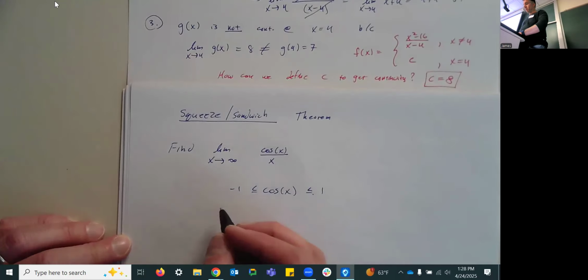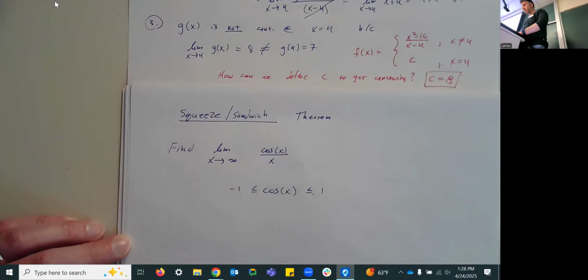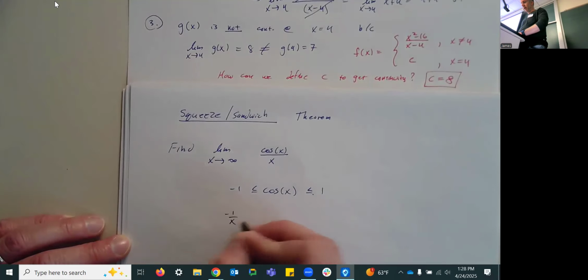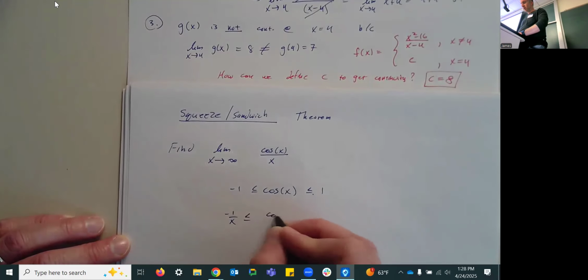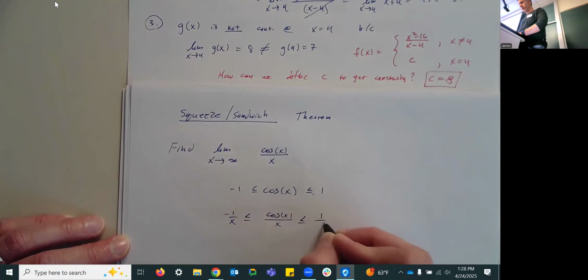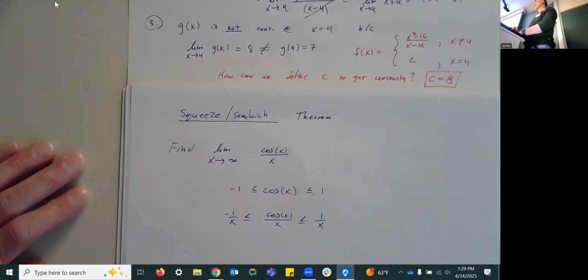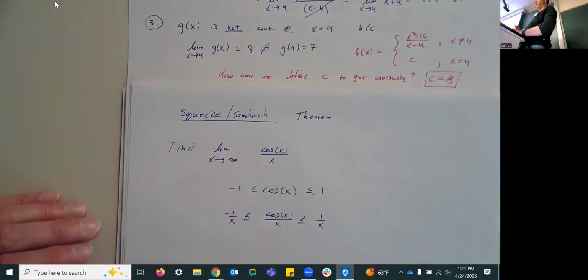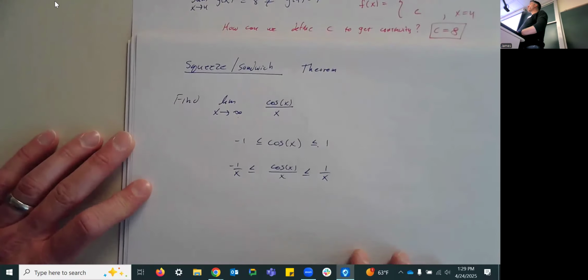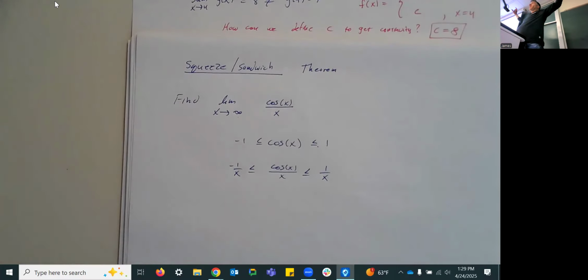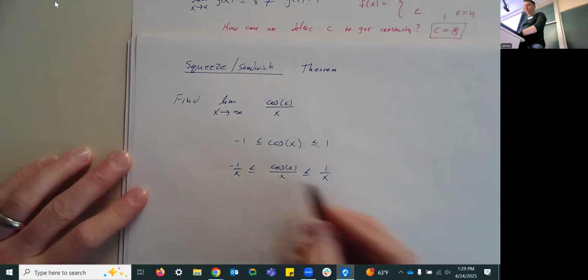So we can divide everything by x. -1 divided by x is less than or equal to cosine of x divided by x is less than or equal to 1 divided by x. And since x is positive, which it is because x is going to infinity, there's no worry about having to change the direction of the inequality. And now what we do is we take the limit of the boundaries, the things that are bounding cosine of x divided by x.